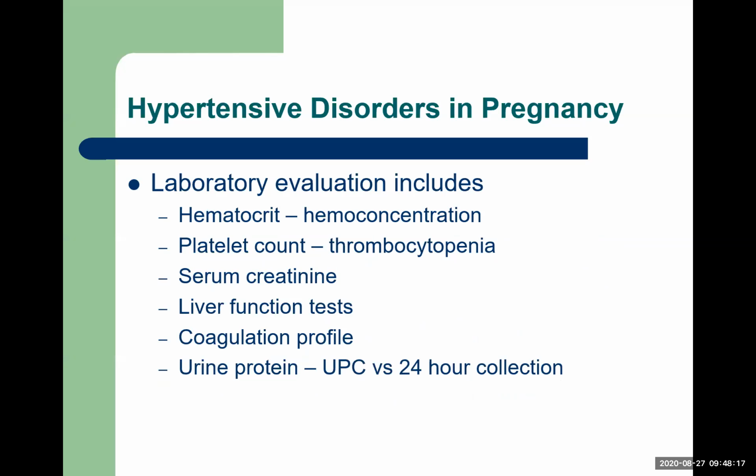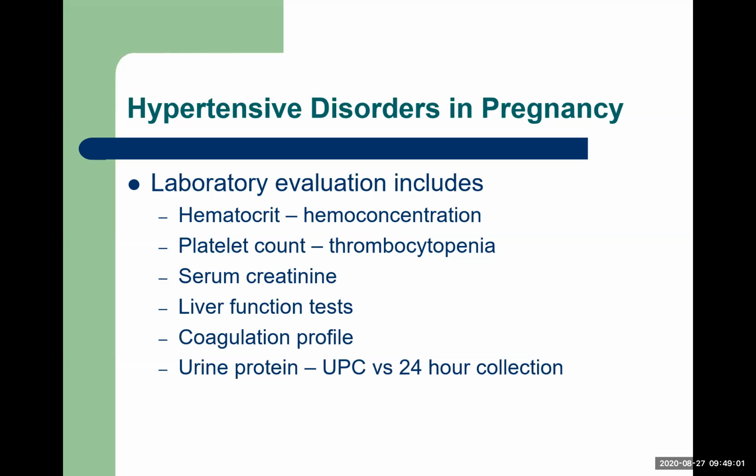So the laboratory evaluation in these patients is pretty extensive. We do a CBC to look at their hematocrit, and usually these patients have hemoconcentration. We also look very carefully at the platelet count because a subset of these patients are going to have thrombocytopenia, and depending on the degree of thrombocytopenia, they may qualify for HELLP syndrome. We also look at their serum creatinine to determine their kidney function and the liver function tests to also see if they have elevation that may also indicate HELLP syndrome.